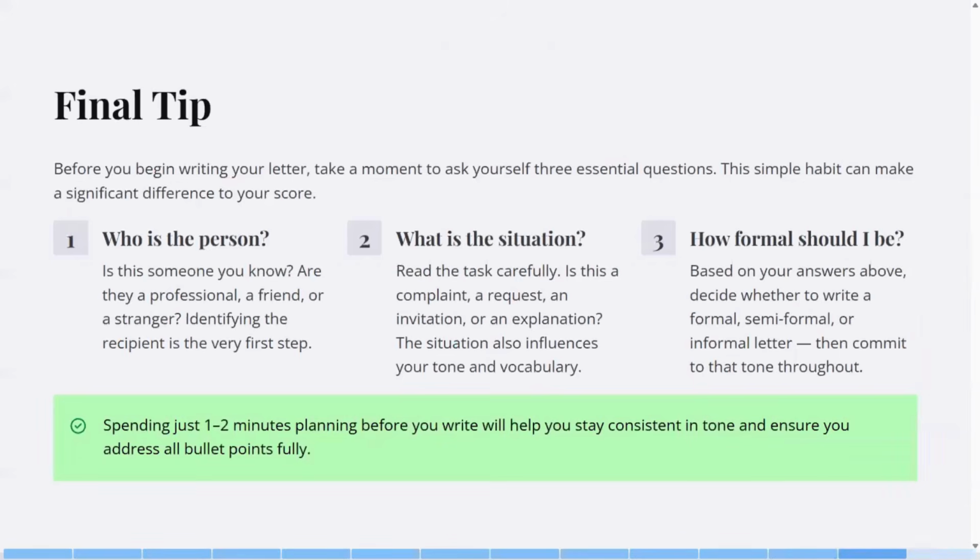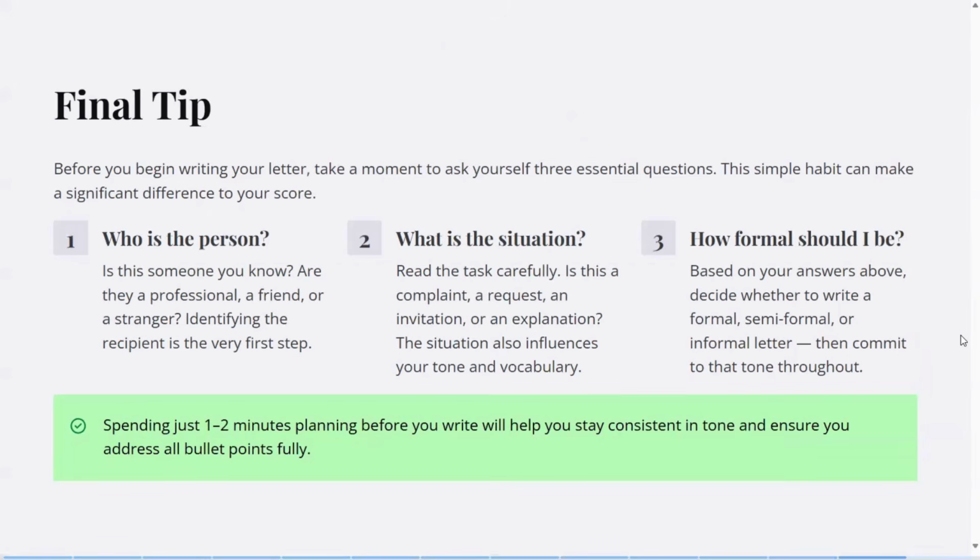Final tip: before starting the letter, the candidate should always check 3 things. Who is the person? What is the situation? What should the level of formality be? If they answer these 3 questions, you'll start your letter with much more confidence. From there, it's easier to choose the greeting, vocabulary, expressions, and the closing. And of course, you need to know the number of paragraphs and the specific grammar used for letters. We'll be looking at all of that later on.